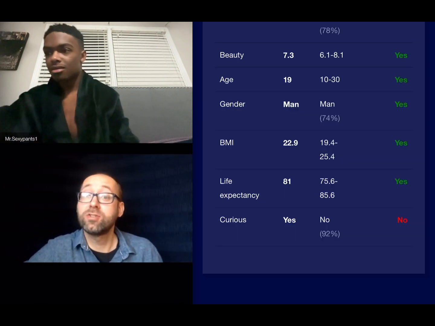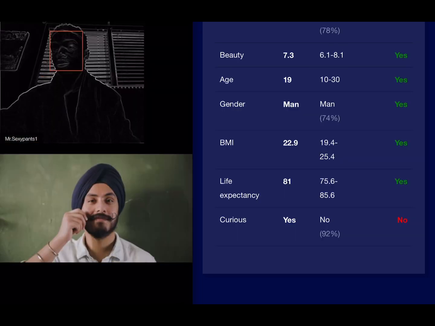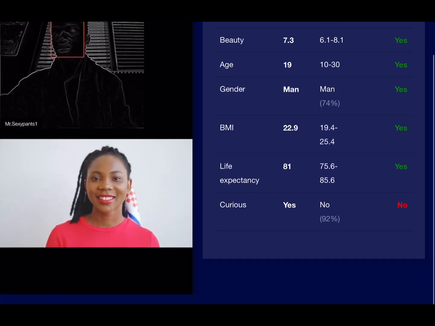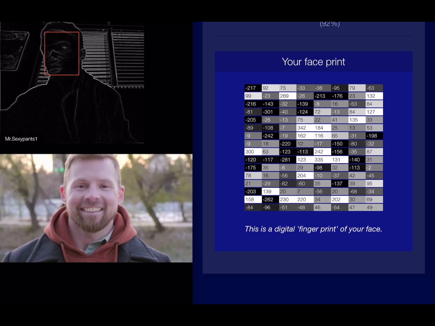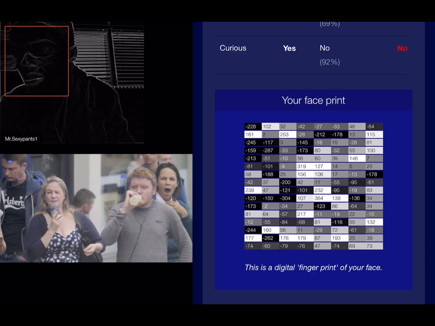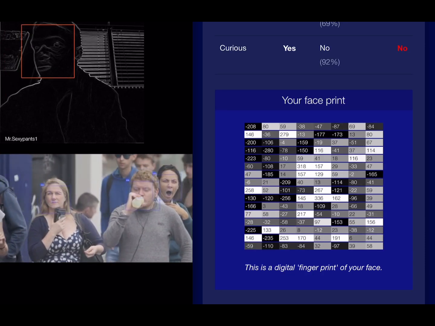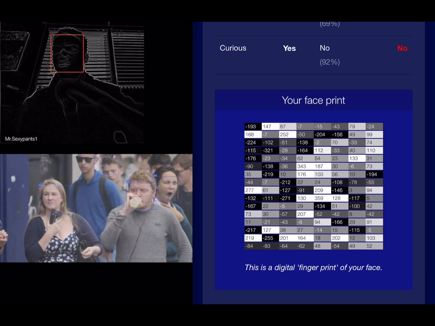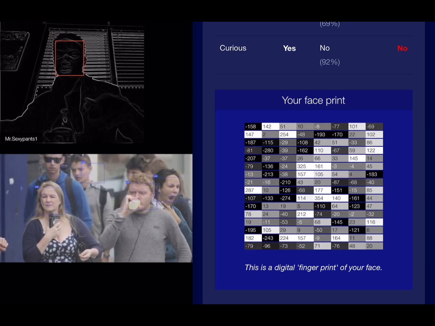Won't you come a little closer? Don't take this the wrong way, but you have a very unique face. That's why, just like you have a fingerprint, you also have a face print. This is usually expressed in 128 numbers. This face print makes it possible to recognize you wherever you go.